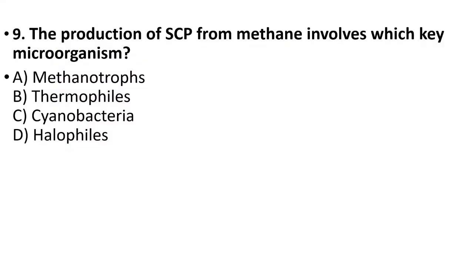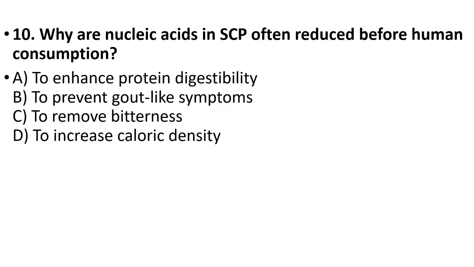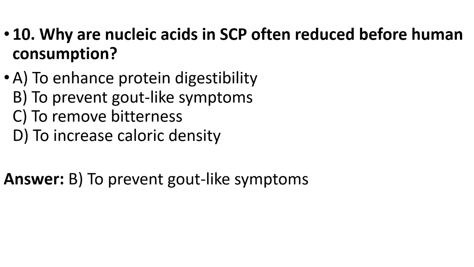Ninth question, the production of SCP from methane involves which key microorganisms? Methanotrophs, thermophiles, cyanobacteria, halophiles. Here answer is option A, methanotrophs. 10th question, why are nucleic acids in SCP often reduced before human consumption? To enhance protein digestibility, to prevent gout-like symptoms, to remove bitterness, to increase calorific density. Here answer is option B, to prevent gout-like symptoms.